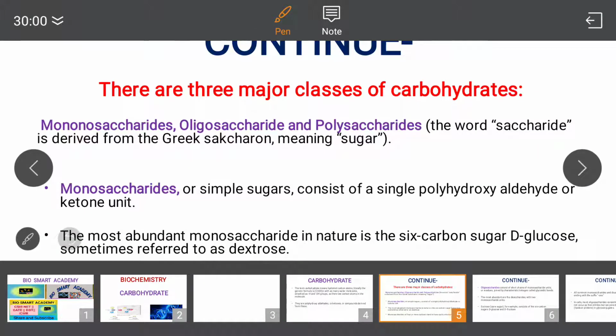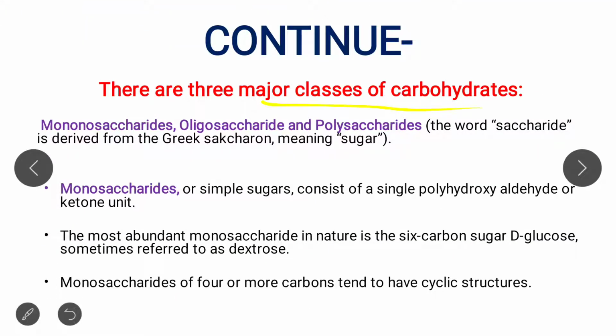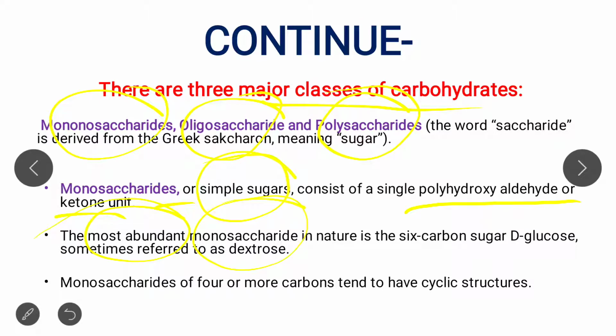So let's read about the major classes of carbohydrate. So basically monosaccharide, oligosaccharide and polysaccharide. Here, saccharide means sugar. Monosaccharide means simple sugar, that is, it consists of a simple polyhydroxyaldehyde or ketone unit. The most abundant monosaccharide in nature is D-glucose.